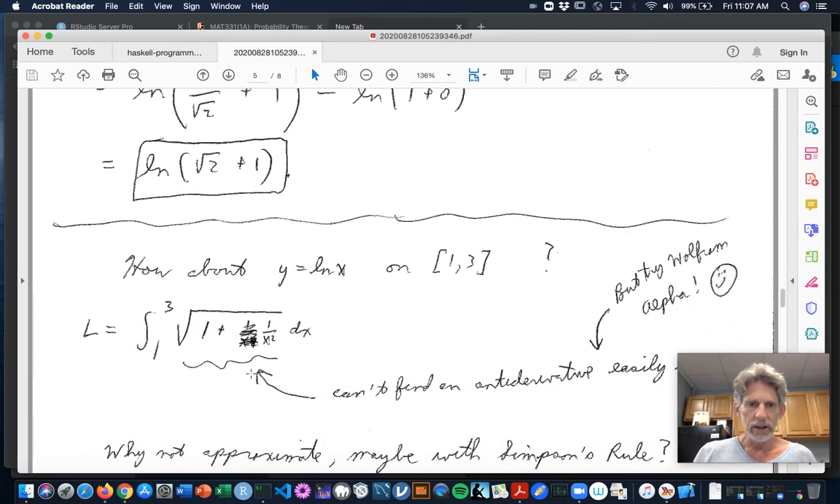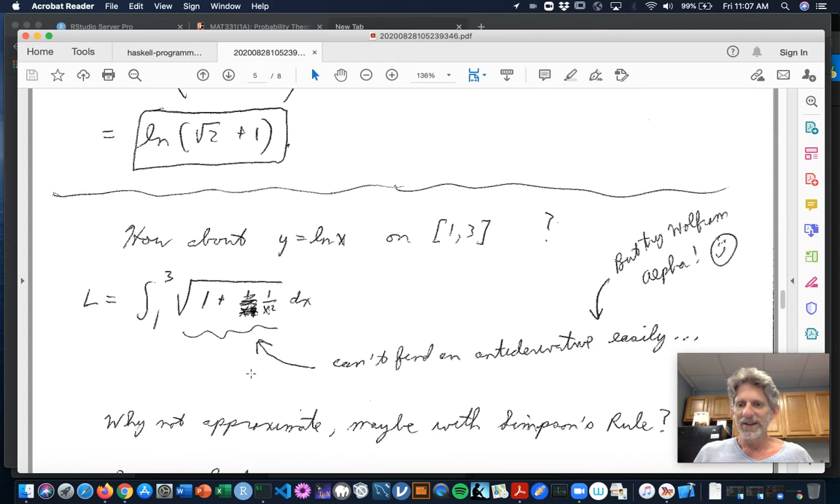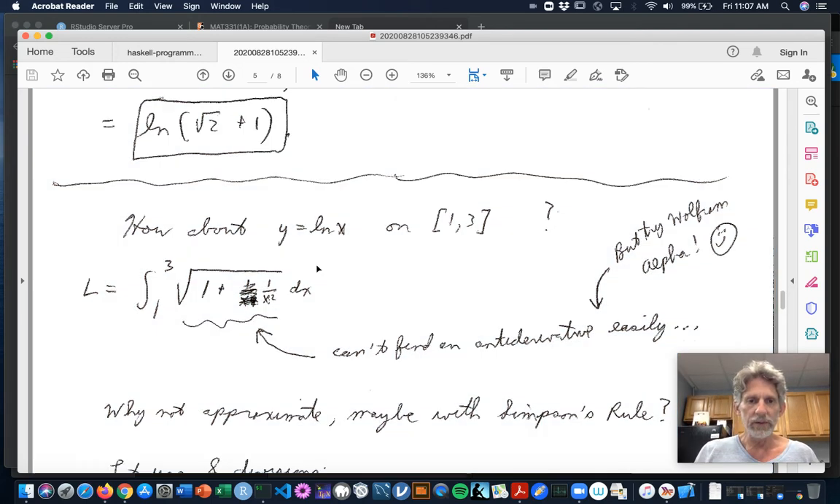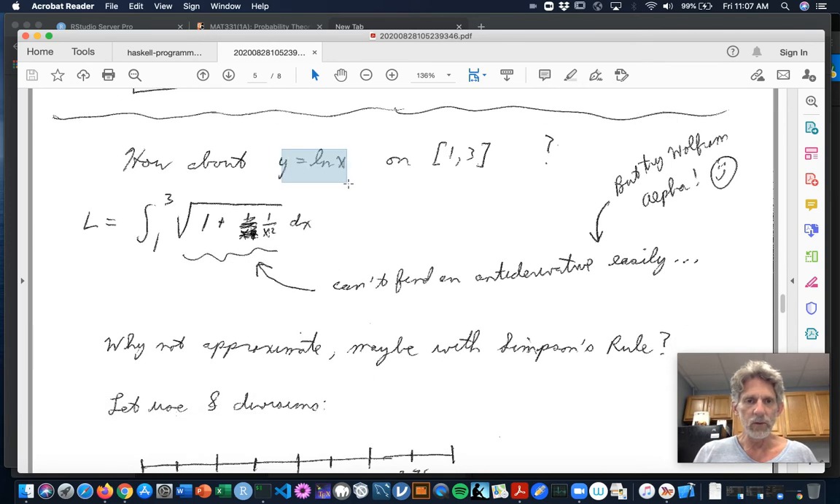Okay. Now, the last couple examples were sort of contrived examples where I've arranged for something kind of miraculous to happen, where you can get an antiderivative at the end. It's really quite common when you're looking for arc length not to be able to find the antiderivative at all, or not to be able to find it easily, at least. An example where you can't find it easily would be like y equals natural log of x from 1 to 3. What's the arc length?